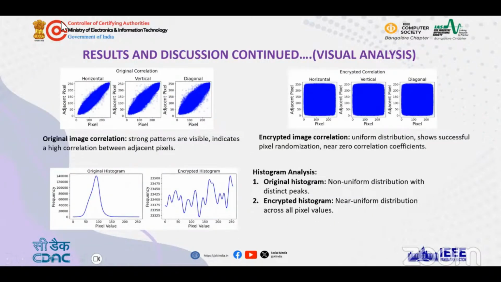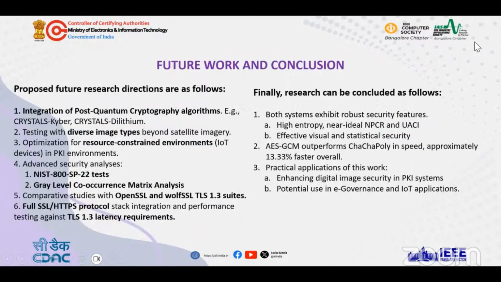Then, continued in correlation analysis. We can see for the original image, strong patterns are there, and for the encrypted image, there is this uniform distribution. For the histogram analysis, we can see for the original image, distinct peaks are there, and for the encrypted histogram, near uniform distribution is there across all pixel values.